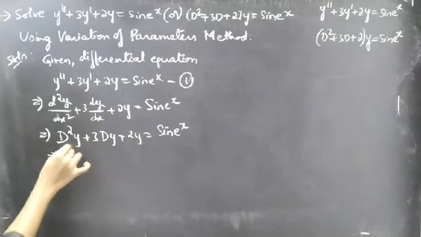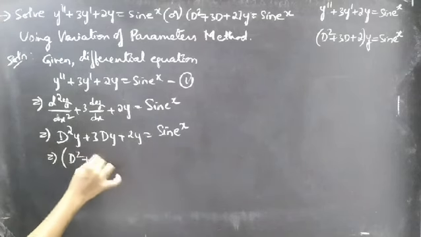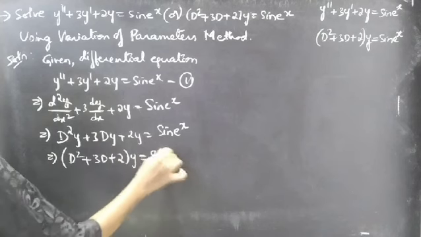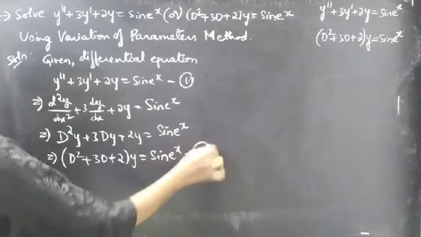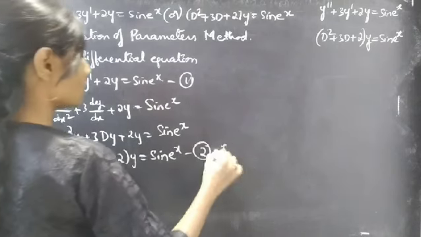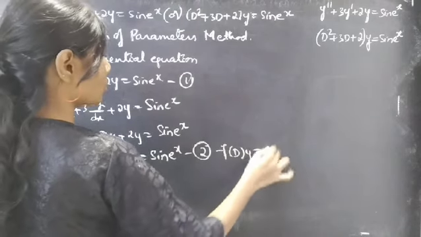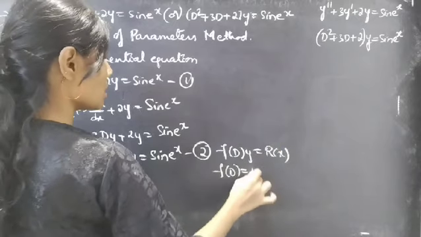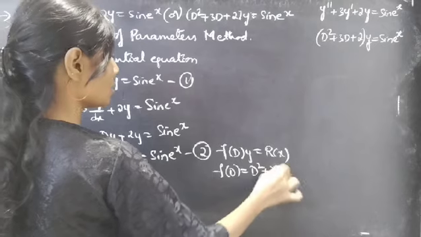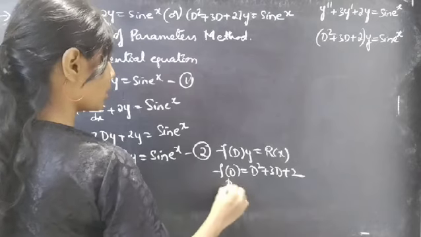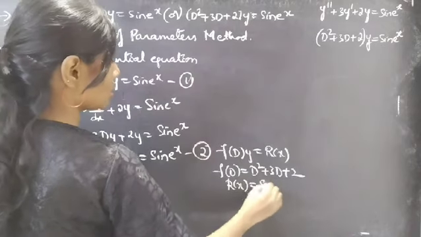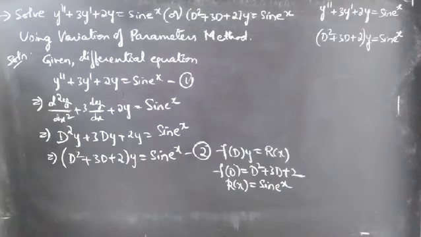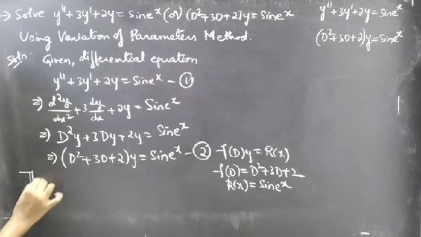Now take y common from all the three terms of LHS. We'll get (D square plus 3D plus 2) into y equal to sin e power x. Consider it as equation 2, which is in operator form. So f of D into y equal to some function of x, where f of D is D square plus 3D plus 2 and r of x is sin e power x.